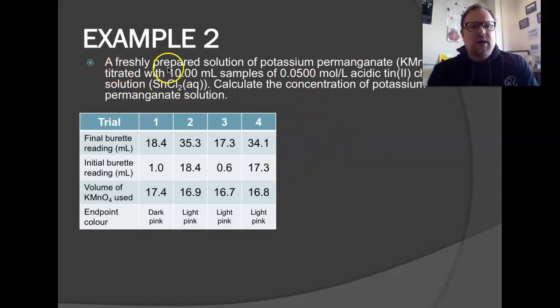So the question says, a freshly prepared solution of potassium permanganate is titrated with 10 milliliter samples of 0.05 mole per liter acidic tin chloride solution. Calculate the concentration of potassium permanganate. So our goal of doing this titration is to figure out the concentration of potassium permanganate. What's included in this table is a titration table that you would set up if you actually conducted a lab. So you have initial burette readings, final burette readings, and then I've gone and filled in the volume delivered of the titrants, and then these are our endpoint colors. And I'll get into talking about this table in a second.